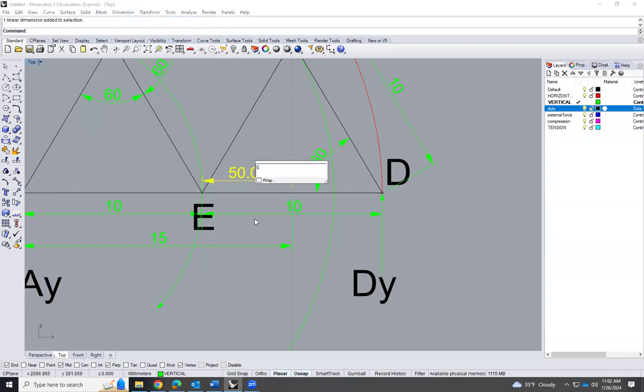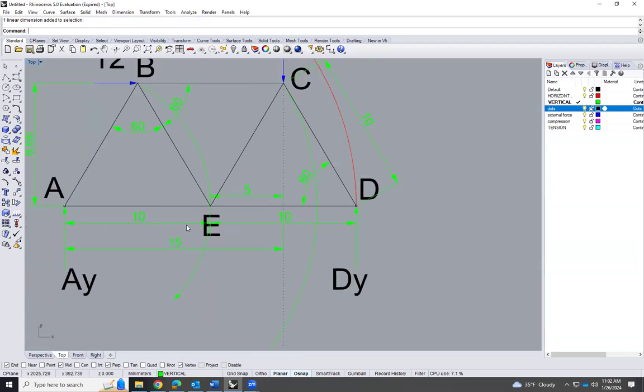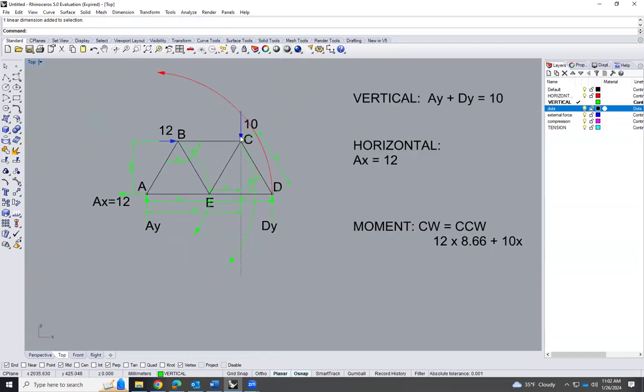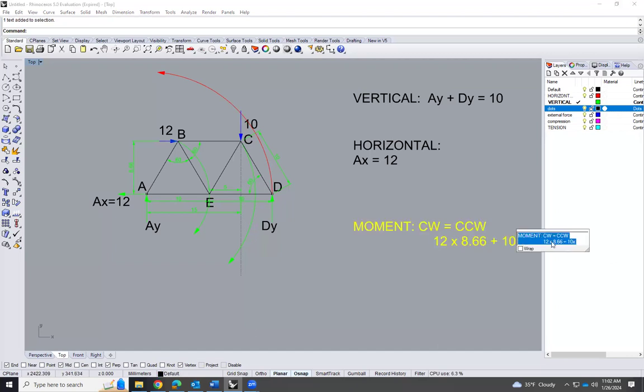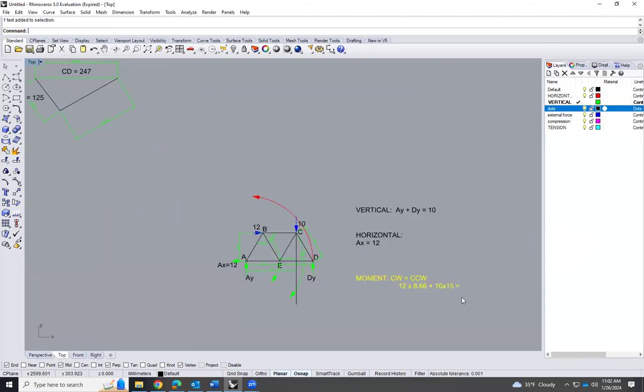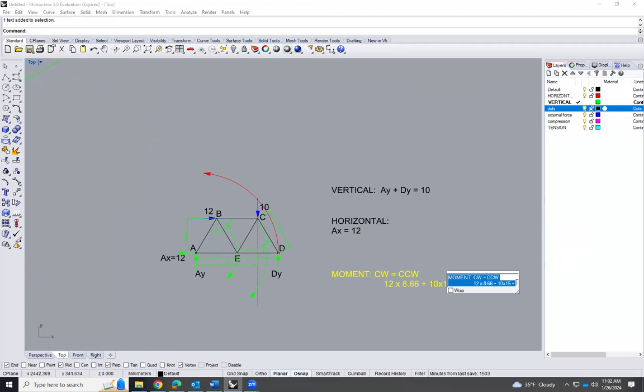Is 5. Okay, so 10 plus 5 is 15. So the distance between the line of application of the force and point A is 15. So I have to multiply this times 15. So this is clockwise. What do we have counterclockwise? It's dy times the distance. So what's the distance? 10 plus 10 is 20. So that will be dy times 20.